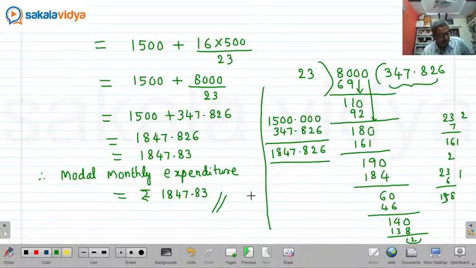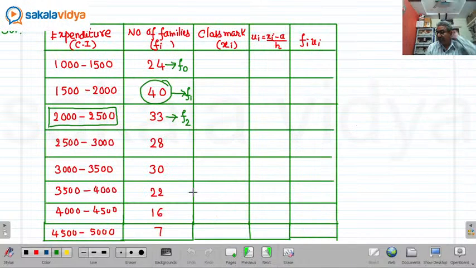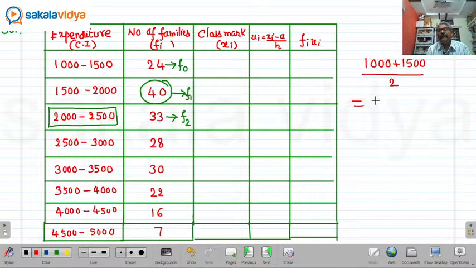So now go back. Monthly mean expenditure we need to find out. Let us find out the mean now. To find the mean, what shall we do here? We need to select class mark. First of all, we need to write. How to write class mark? Here 1000 plus 1500 upon 2. This will be 2500 divided by 2, 2 1 ja 2, 2 2 ja 4, 1250. So 1250 is the class mark.